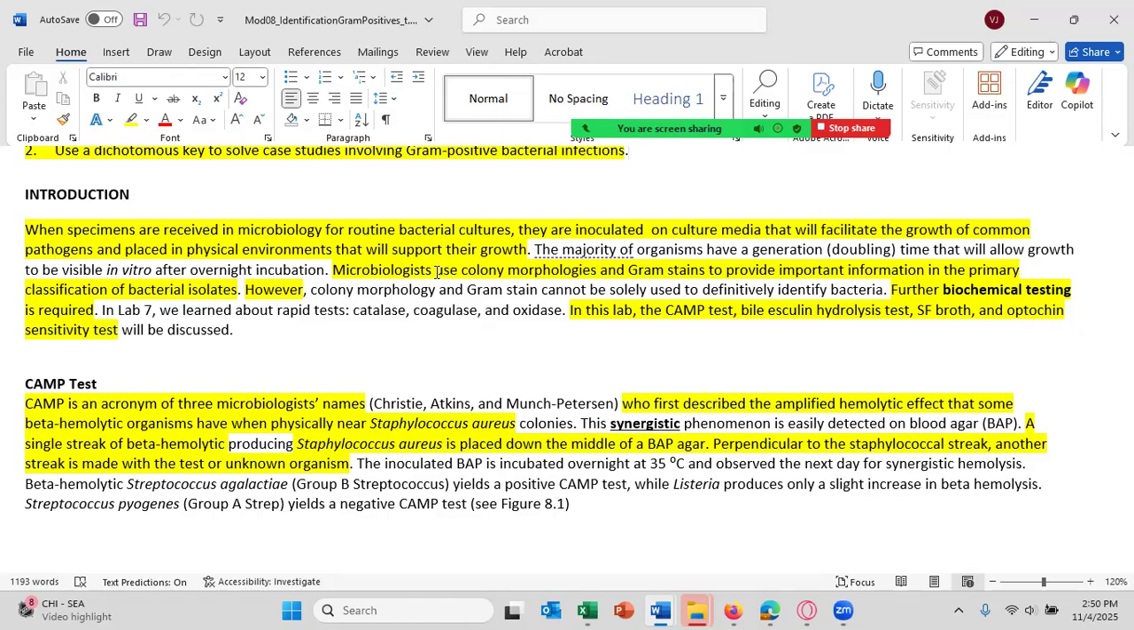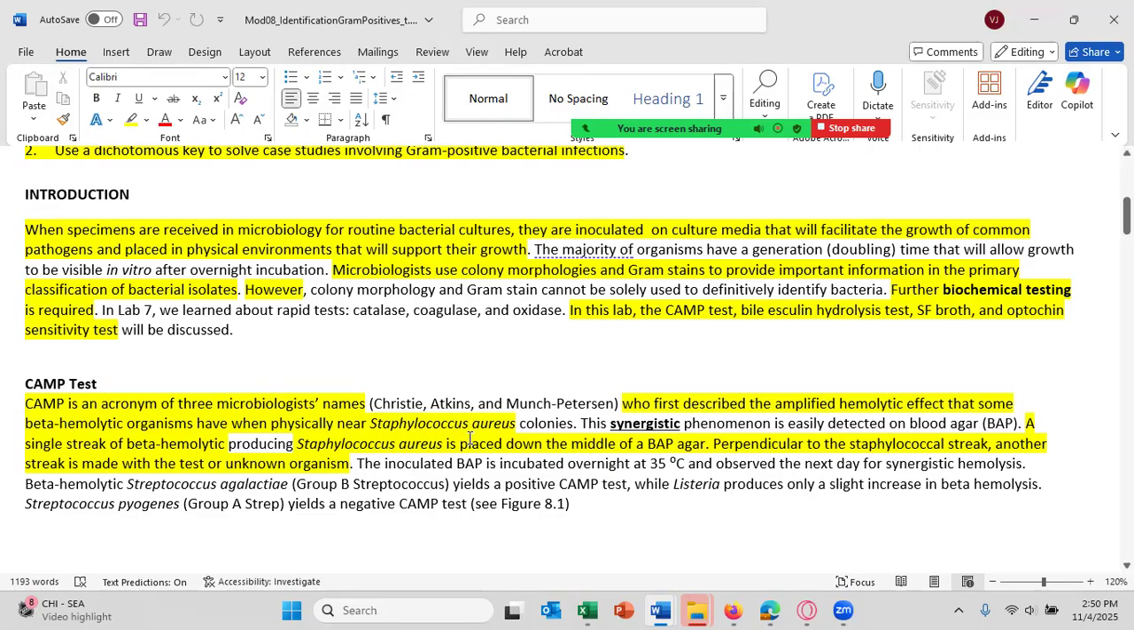All right. The CAMP test. CAMP is an acronym of the 3 microbiologists who discovered it: Christie, Atkins, and Munch-Peterson. They first described the amplified hemolytic effect that some beta hemolytic organisms have when they're grown near Staphylococcus aureus.